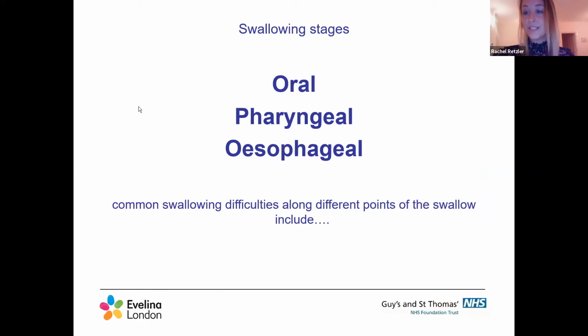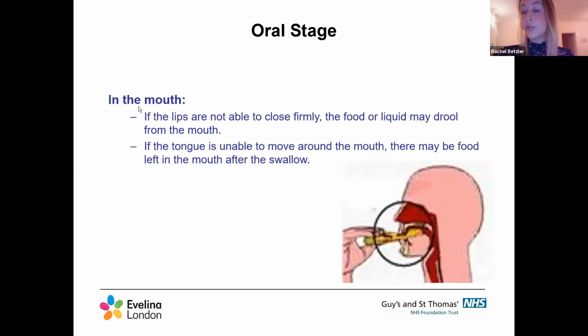There are 3 stages of the swallow, including the oral, pharyngeal, and esophageal phases. Some common swallowing difficulties along different points of the swallow can include, during the oral stage, a child might have difficulty if the lips are not able to close firmly. This may be impacted by low tone, and a child may have difficulty with keeping food or liquid in the mouth. Same with babies and infants with feeding.